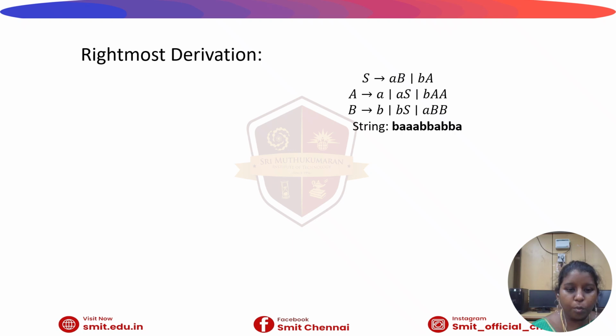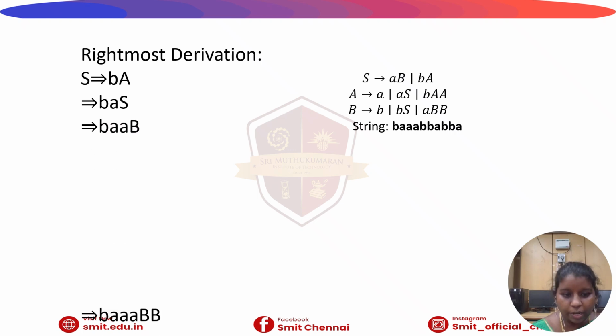Next is the rightmost derivation. Here we are going to work from the right part. As the string given starts with B, we are taking the start symbol as S. For that we are giving BA. Next for A, we are choosing AS, and for S, we are choosing AB as per the string. Then for B, I'm taking ABB.